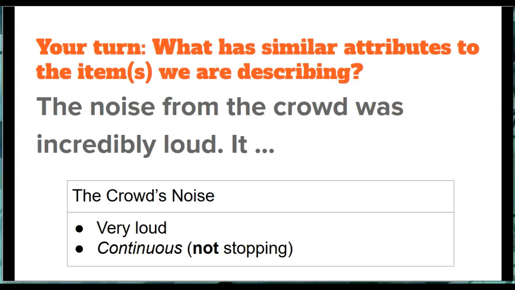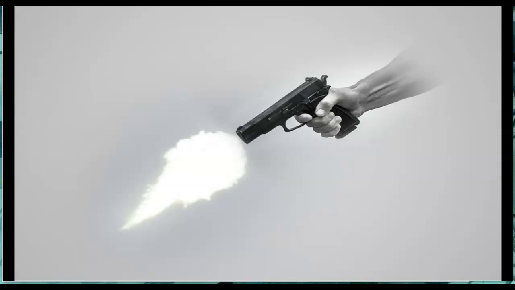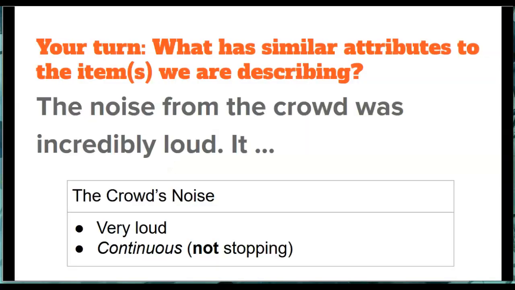But the thing is, if you're trying to compare something to the crowd's noise, one is it's very loud, but two, it's not stopping. It's not one thing. Like if I said, oh, it was as loud as a gunshot. A gunshot happens once. So you need something that's going to continue on. So ponder for a moment. What other things could be very loud, continuous? The air raid siren idea might work. Think if there's any other loud, roaring noises. Take a moment.